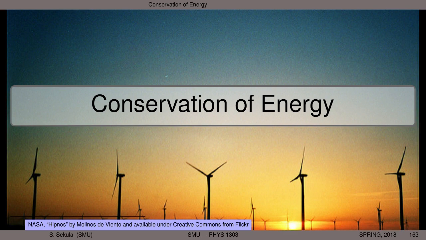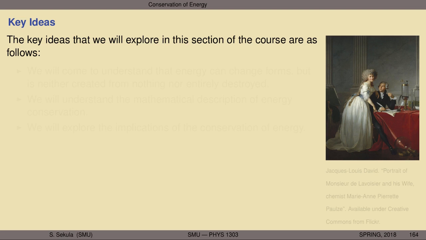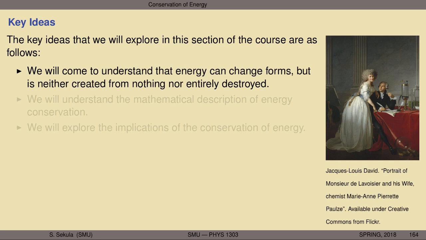The key ideas that we will explore in this section of the course are as follows. We are going to come to understand that energy can change forms. We've seen this already with kinetic and potential energy, but we're going to explore other forms that energy can take in a given physical system. We are going to learn from all of this, and this is reflective of the observation of the natural world, that energy is neither created from nothing nor entirely destroyed, but transformed from one form to another in the course of a system of moving parts or components.